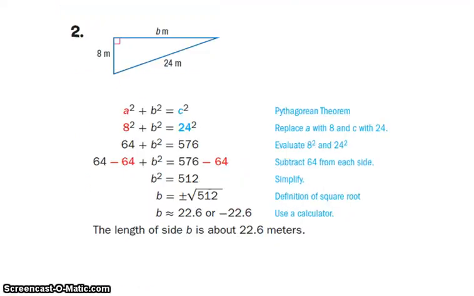Let's look at another example. In this example, we're missing a leg, not the hypotenuse as in the previous example. So again, we're going to start off with our equation, and then we're going to plug in what we know. We know that a is 8, and we know that the hypotenuse, or c, is 24. Once we plug that in, our next step is to square. So 8 squared is 64, and 24 squared is 576. And again, that 24 is in the c spot. That's your hypotenuse, so that's why it's over here with the c.